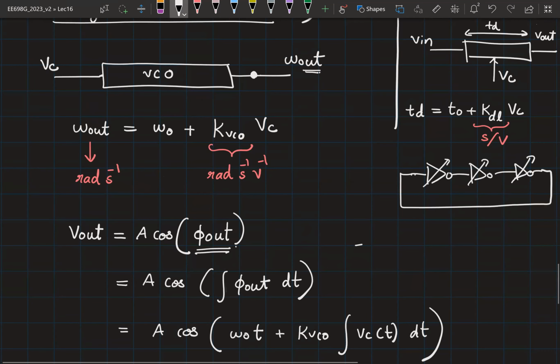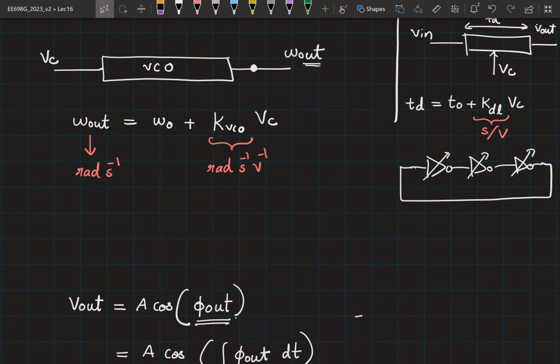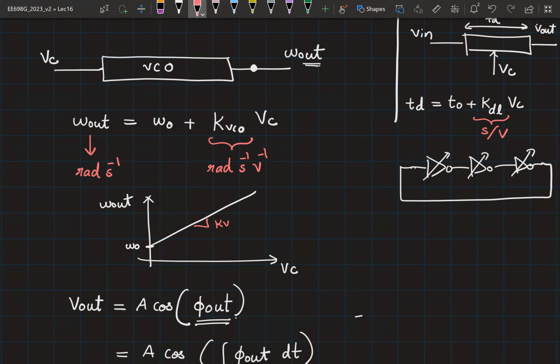Okay, so an easy way to think is to imagine the relationship as a graph, right? So this is vc, this is my omega out. When vc equal to 0, it is omega naught. And then the slope of this line is kvco. So now if your vc is time varying, which means that your omega, you're basically moving around this curve. So your omega out is also time varying.